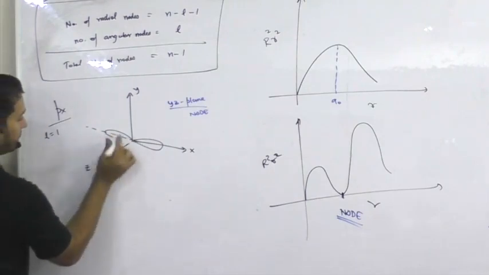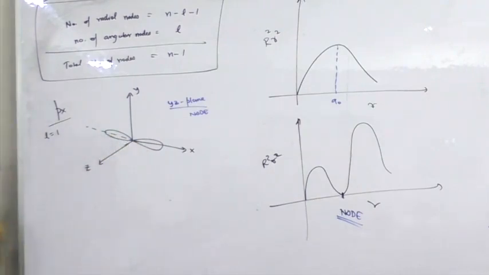The yz plane is the angular node for px, because any point on this plane will have 0 chance of finding an electron, because this plane does not touch the orbital at all.